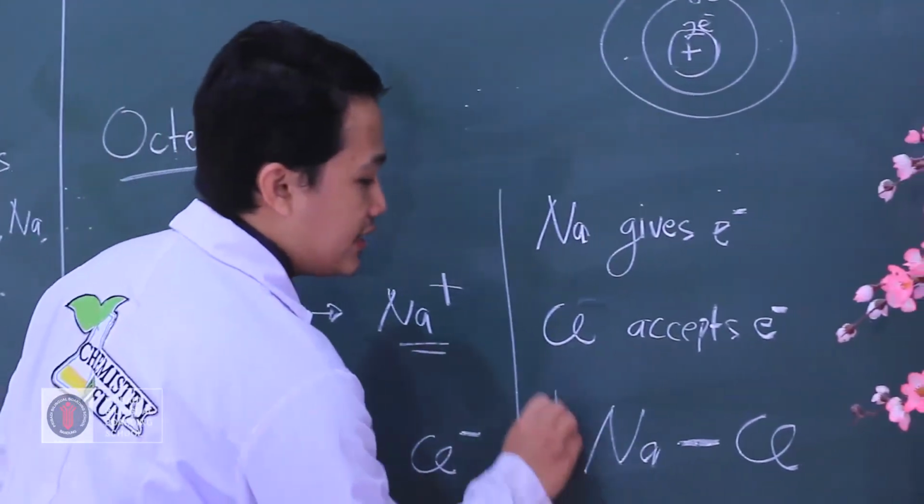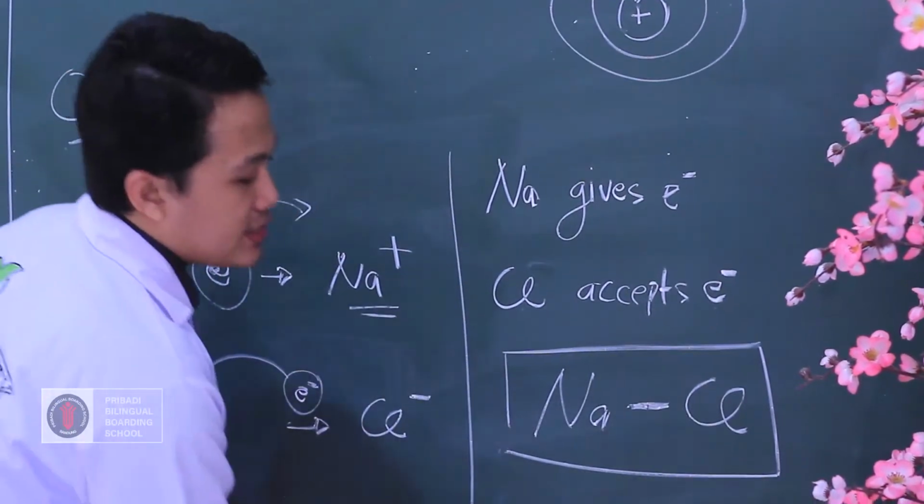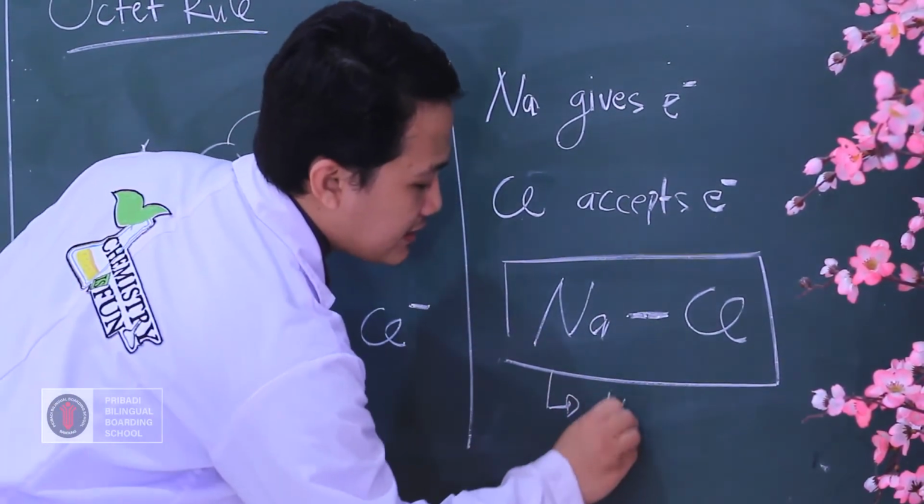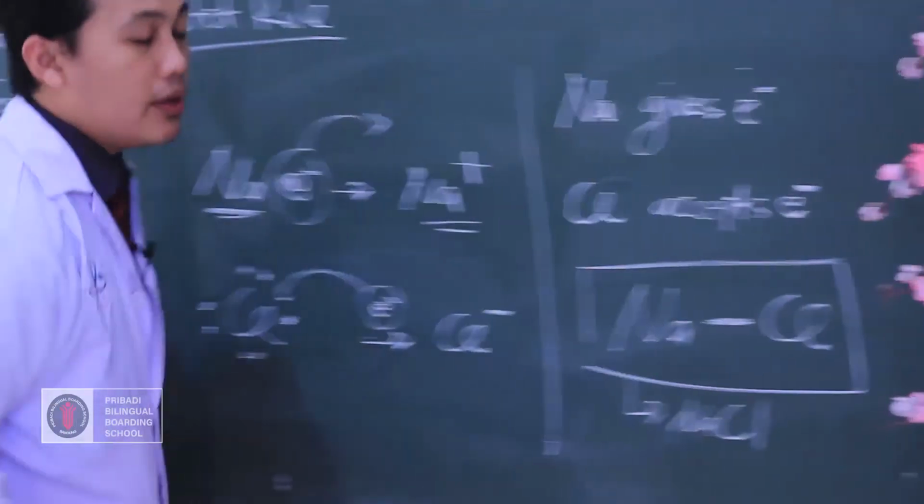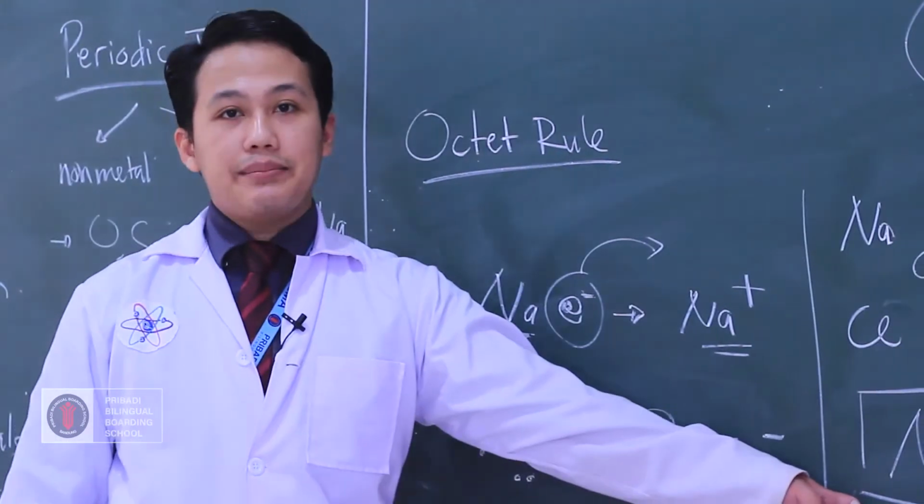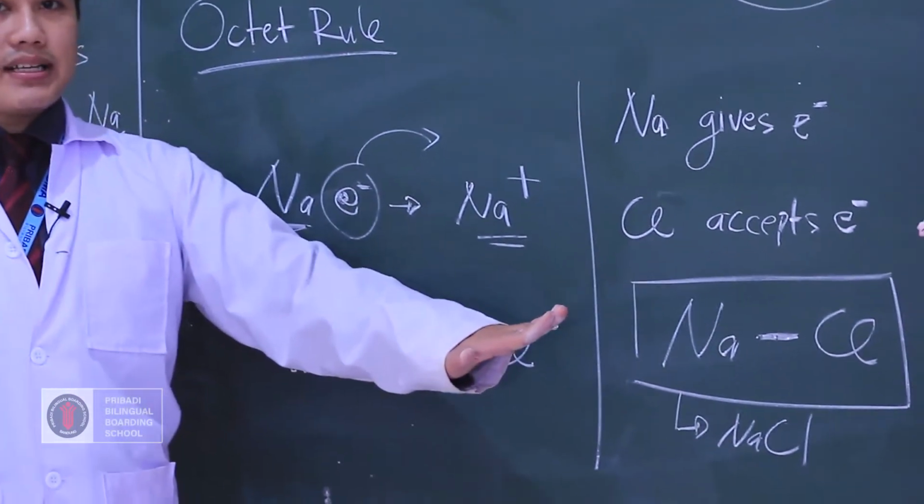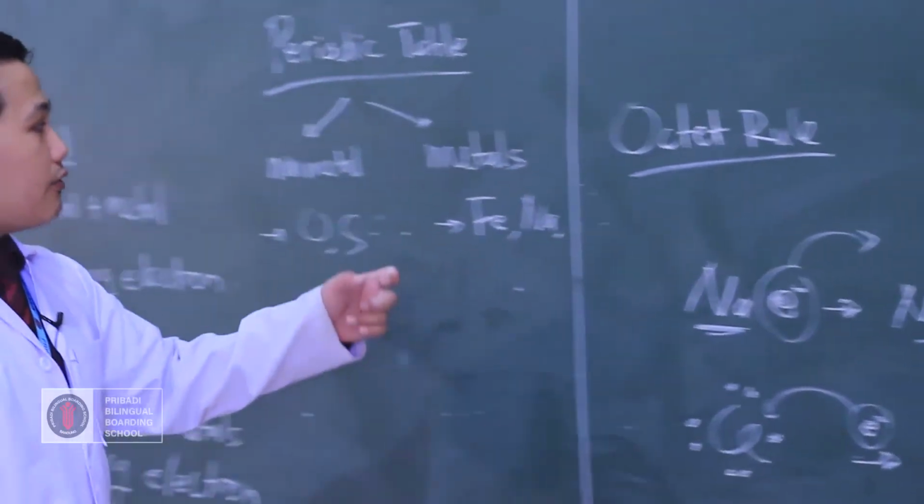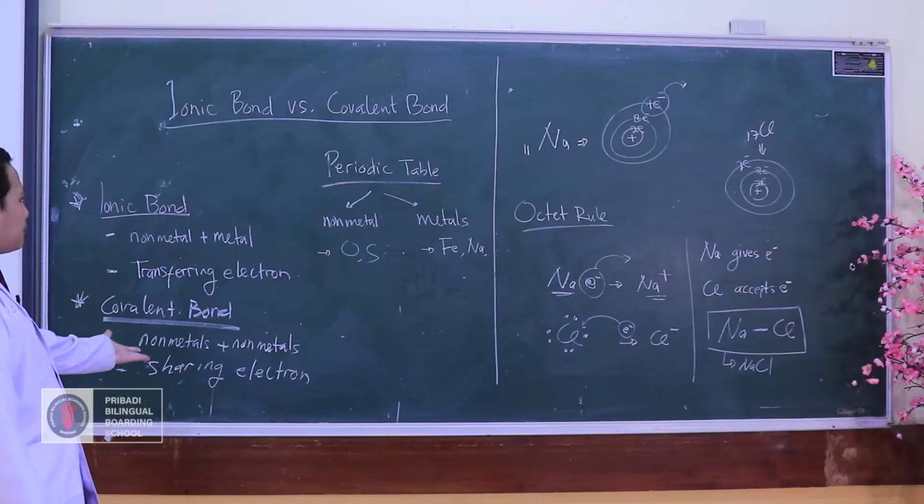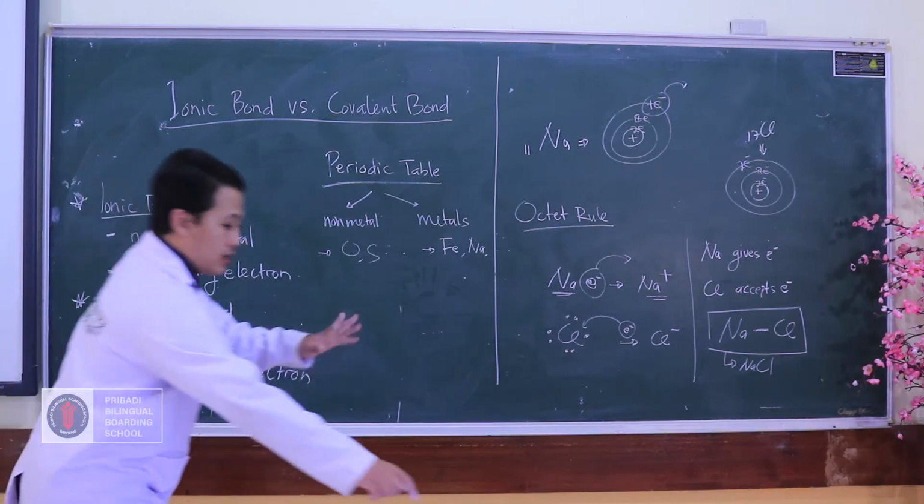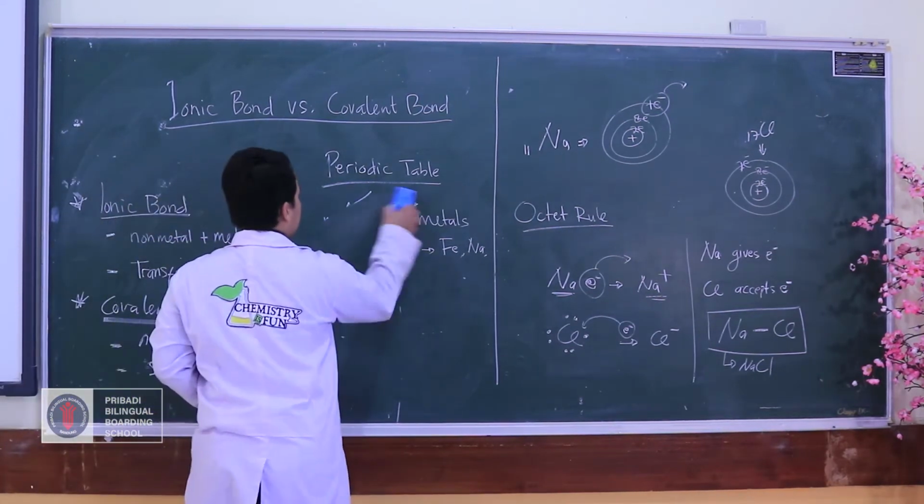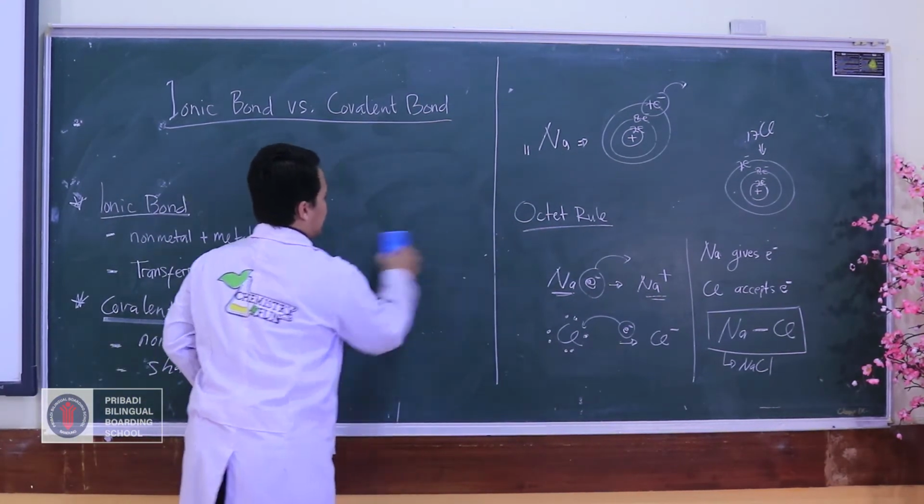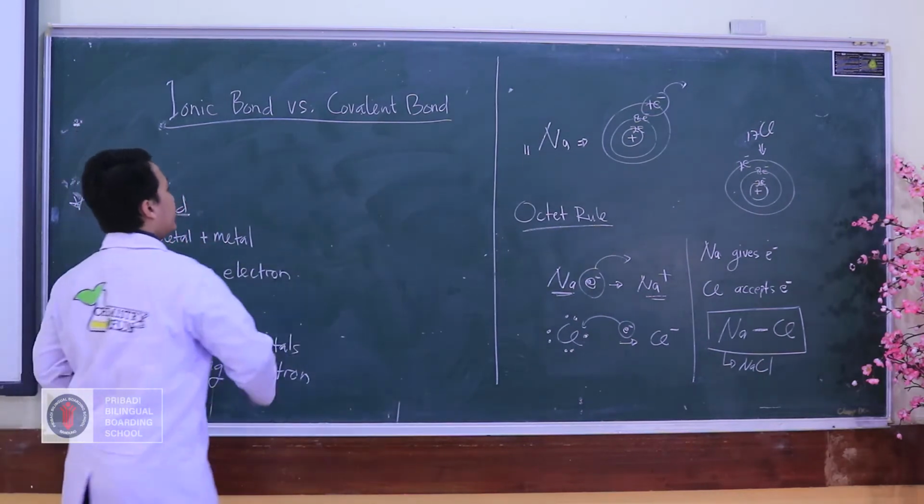So as you can see here, it is going to be called NaCl, and the bond between them is the ionic bond. Okay, so that is basically about the ionic bond. How about the covalent bond? Here, the covalent bond. Okay, just to be quick, here, Cl again.